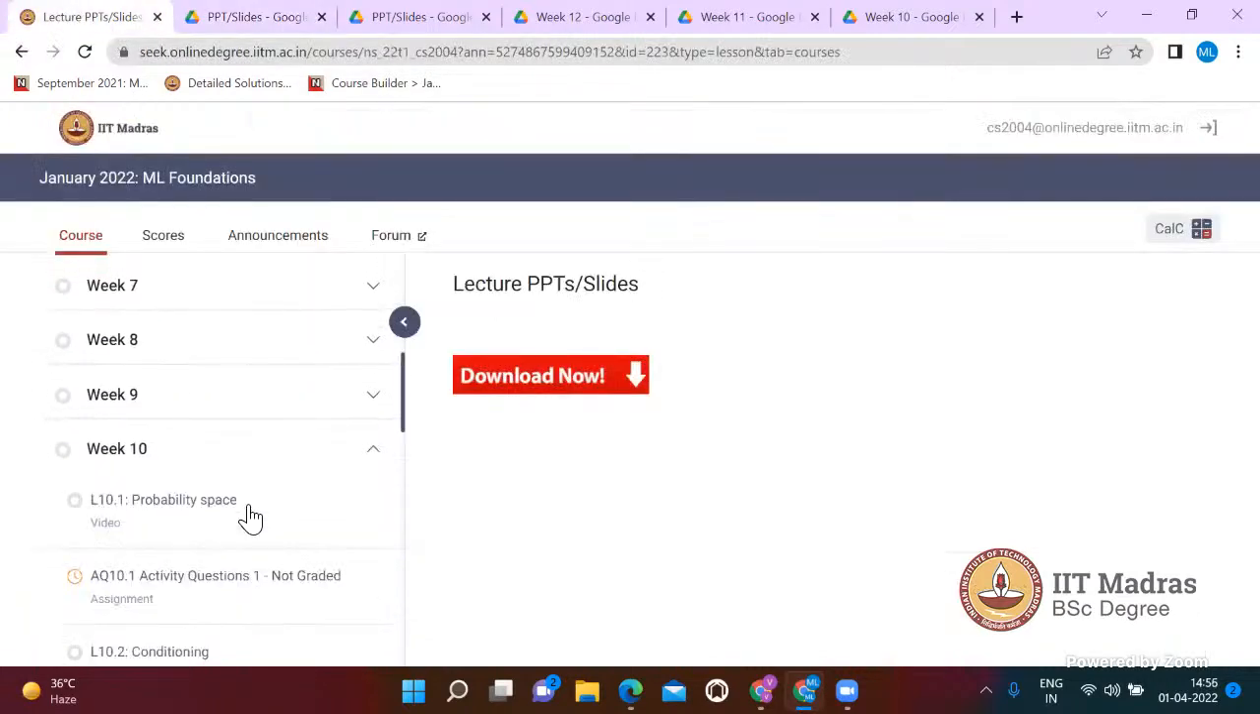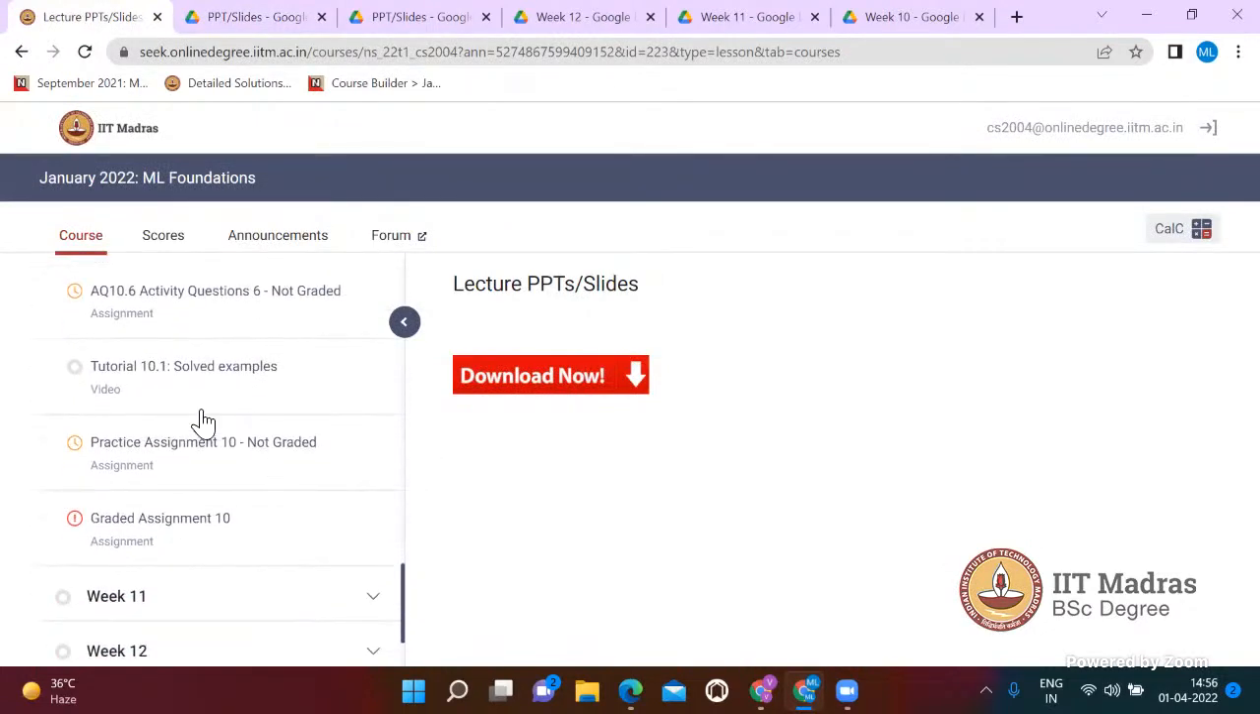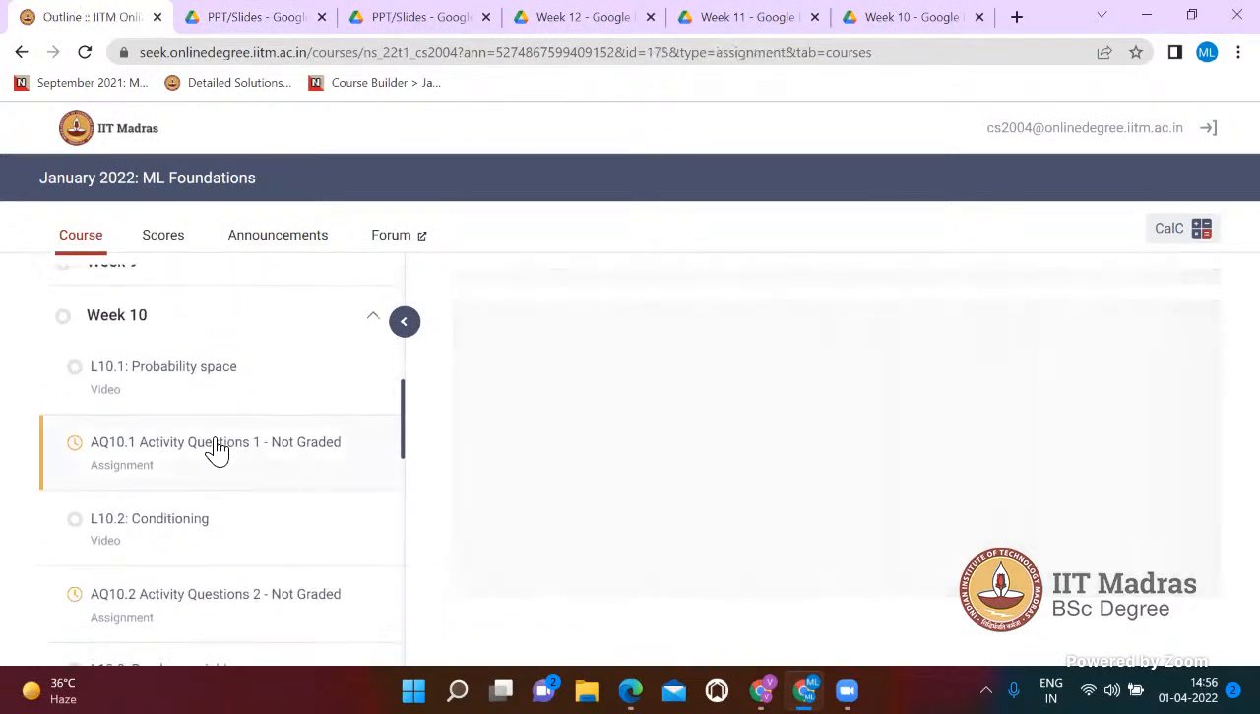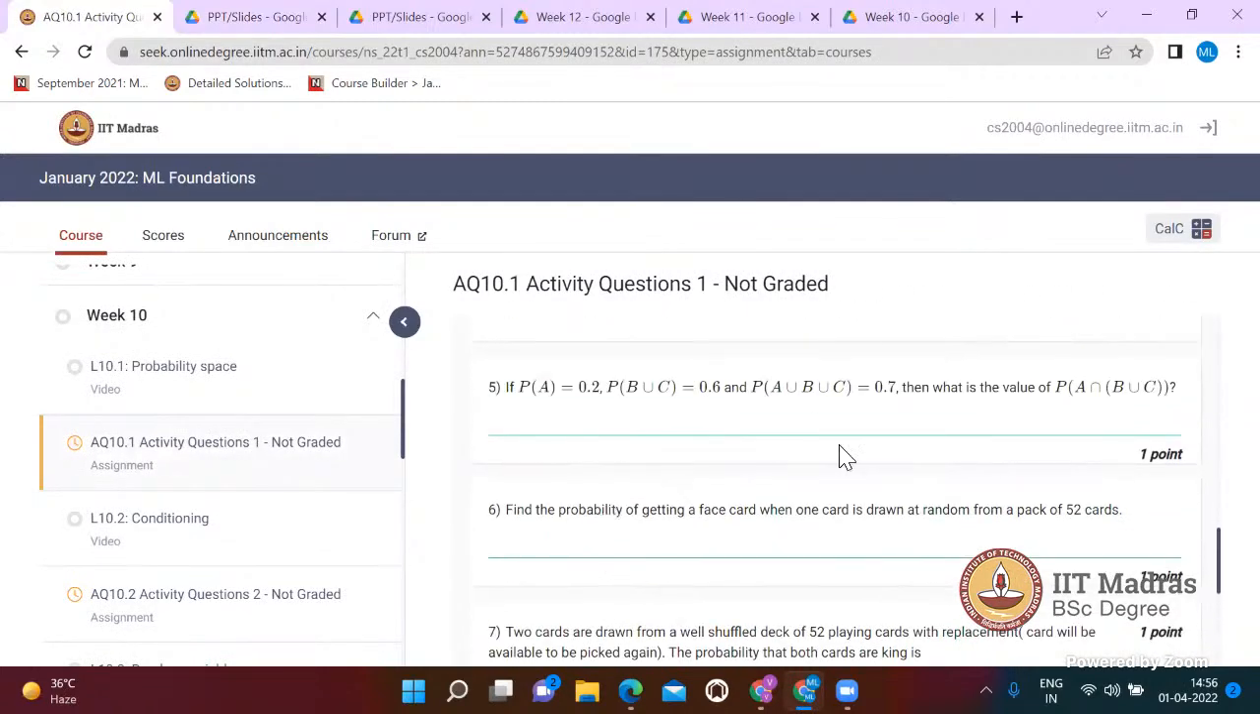Okay, 10th, which question? Activity 1? Practice 10.1, question 5. So you can just take C. B union C is there, right? Just take this B union C as D. So the probability of A is 0.2, the probability of D is 0.6, and you have to calculate the probability of A union D, because we have taken B union C as D. So the probability of A union D is 0.7.